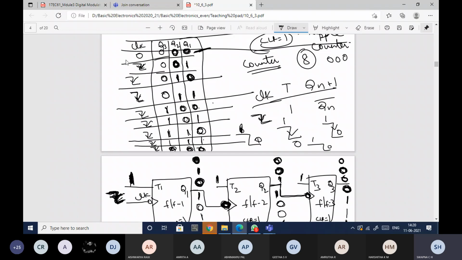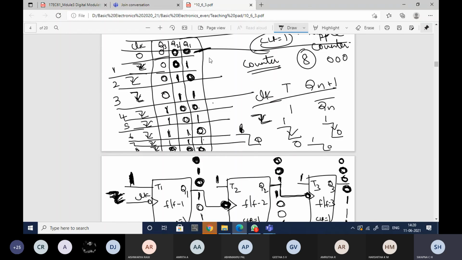First I have given the first pulse, and I've got 0, 0, 1. Second pulse, I've got 0, 1, 0. Third pulse, 0, 1, 1. Fourth pulse, 1, 0, 0. Fifth pulse, 1, 0, 1. Sixth pulse, 1, 1, 0. Seventh pulse, 1, 1, 1. Eighth pulse, 0, 0, 0.